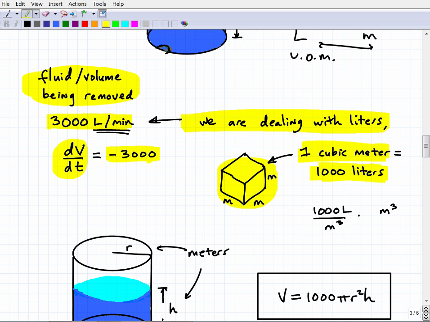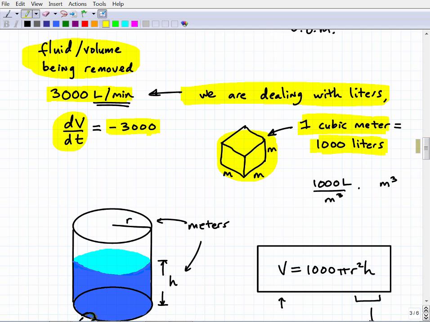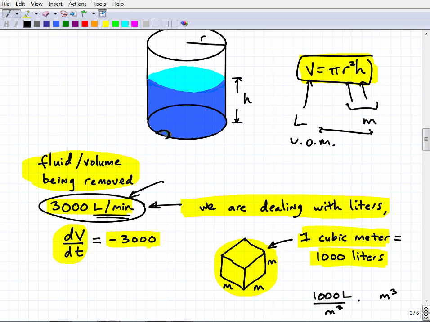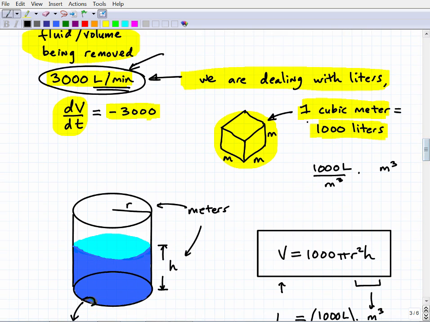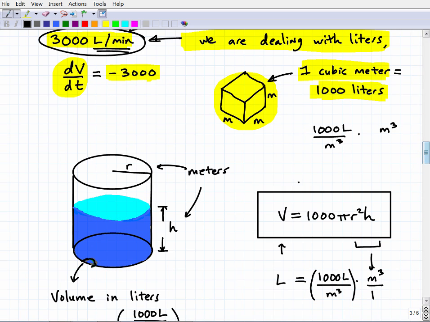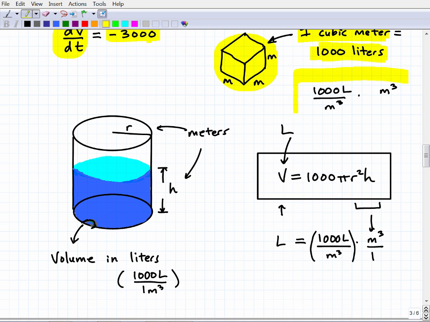So now we have to start thinking about modifying this equation so we have the right units of measure going on here. Remember, the problem gave us 3,000 liters per minute. The units of measure are really important because we just can't use this equation as it is. We're going to have to account for the units of measure. So here we have 1 cubic meter is 1,000 liters. In our answer, we want our volume to be in liters, but here, I wrote this out, just focus in if you will. I'm going to get back to this in a second.